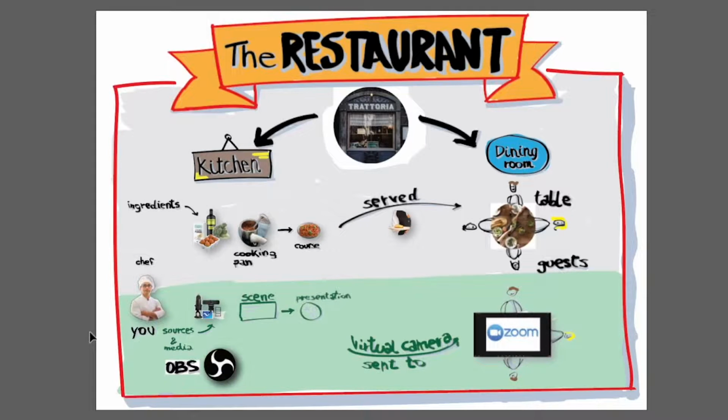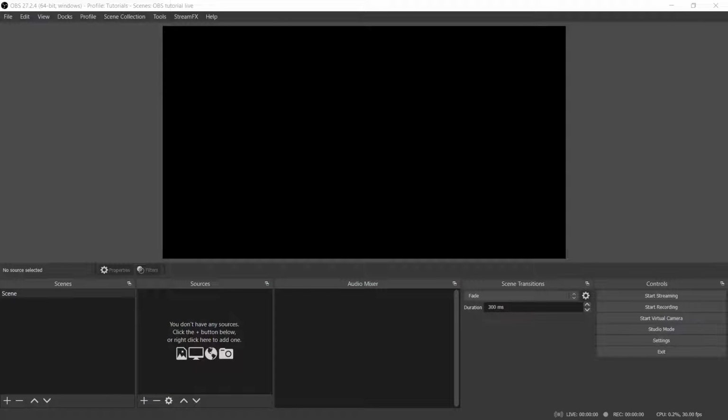Sorry, the restaurant analogy. I was saying that you have the different ingredients, but then you have to put the ingredients in the cooking pan. So that's an empty support that will allow you to mix all the ingredients and cook your presentation. So a scene in OBS is the cooking pan. So these are the empty boxes where you're going to put your content.